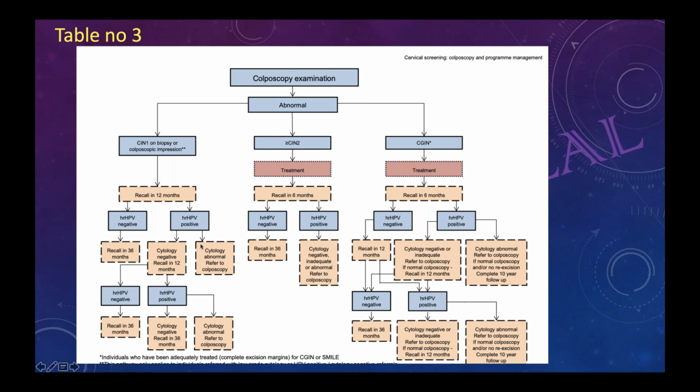Okay, so now I will break this table into three and I will explain, if the colposcopy is abnormal, how the things are done. So this is CIN1, CIN2 and CGIN. So first I will explain this part of the table.